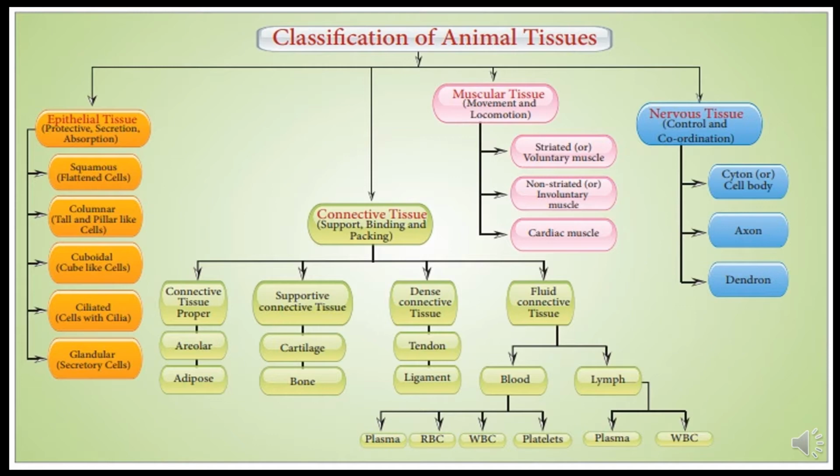And the third category of tissues is muscular tissue, which helps in movement and locomotion. 3 types of muscular tissue are present in our body: striated muscles, non-striated muscles, and cardiac muscles. And the fourth one is nervous tissue. Nervous tissue helps in control and coordination of our body with the help of cells called neurons.